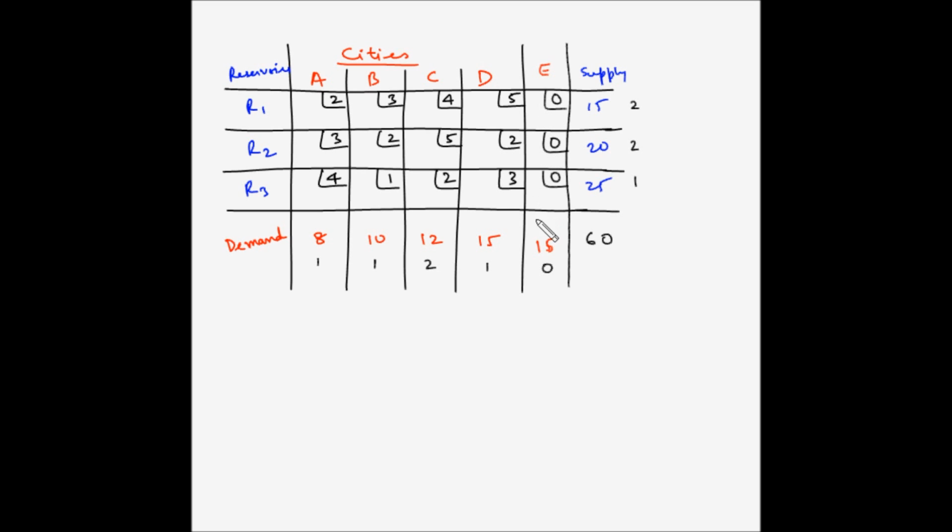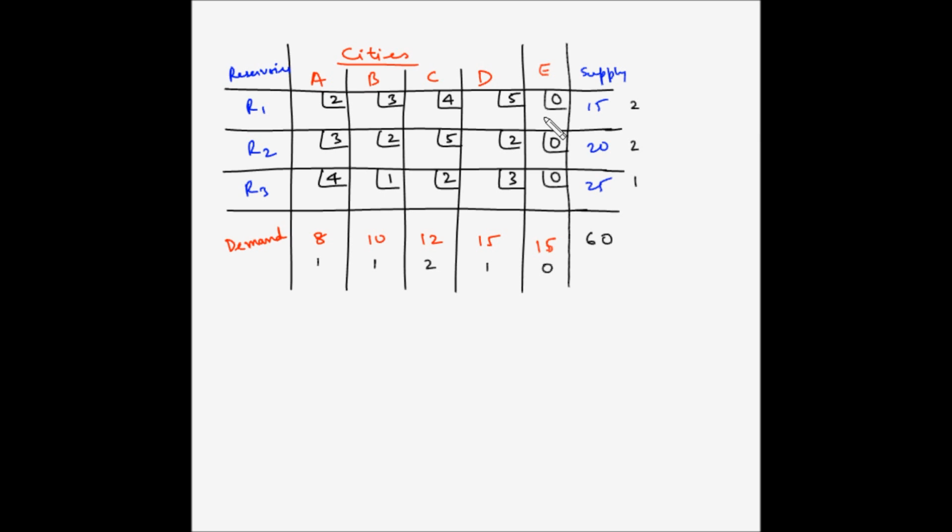So E has a demand of 15, R1 and R2 have a supply capacity of 15 and 20 respectively. So the maximum we can allocate to either R1 or R2 is 15. So there is a tie. So let's take any one of these arbitrarily. So let me take R1 first.